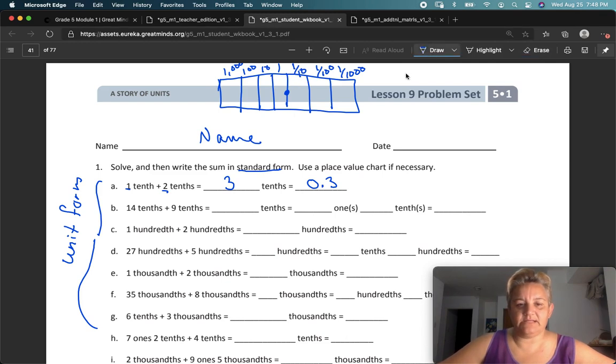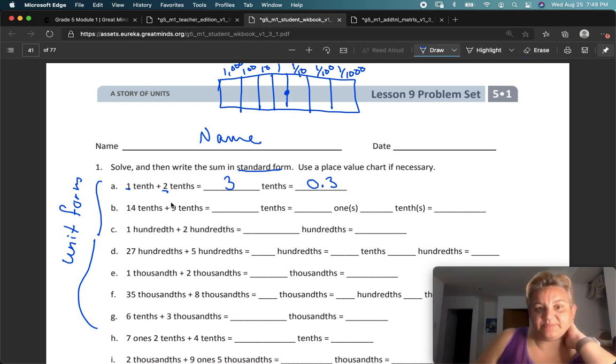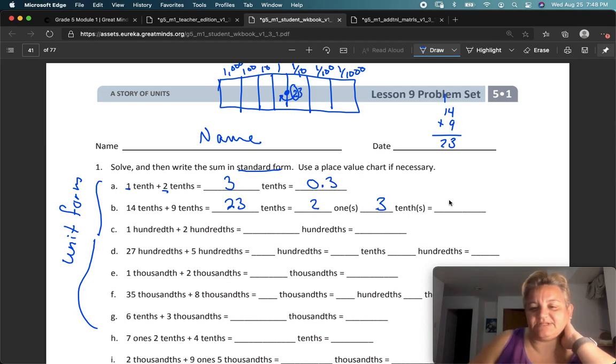Okay, let's try the next one. 14 tenths plus 9 tenths. Okay, well you should be able to add 14 and 9 in your head. But just in case you can't, 9 plus 4 is 13. Carry over the 1, it's 23. So now we have 23 tenths. Okay, so if I have 23 tenths, that's the same as saying, we're going to move this one over, 2 ones and 3 tenths, which is the same as saying 2 and 3 tenths.